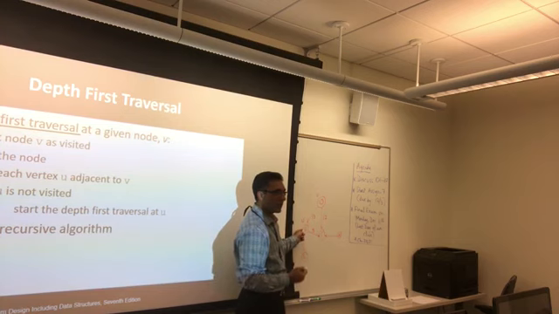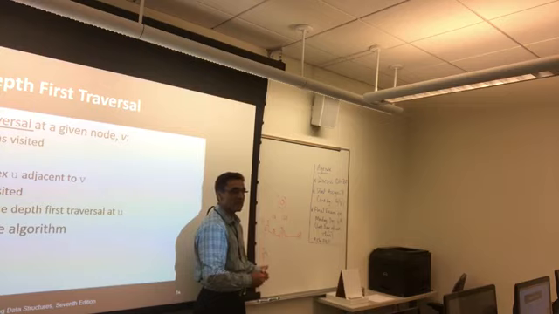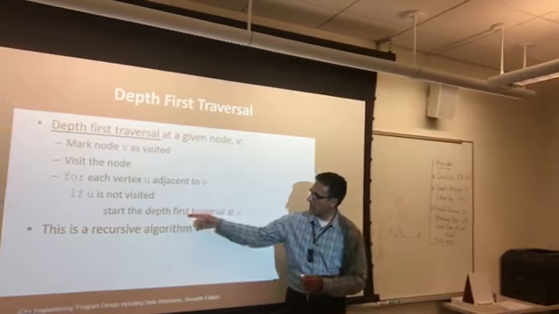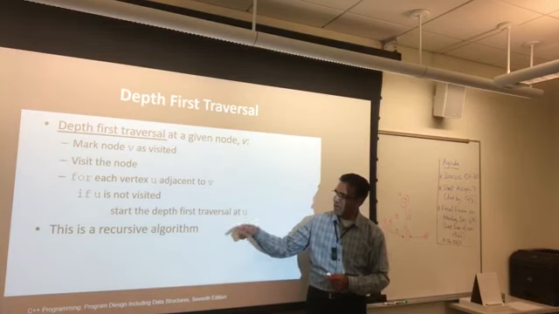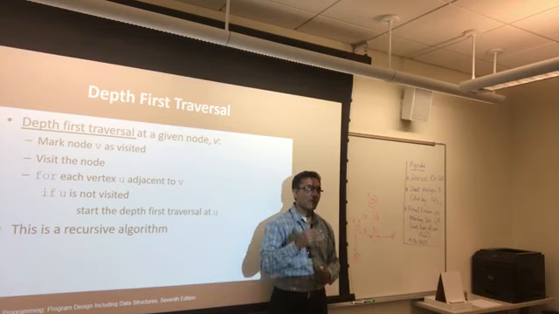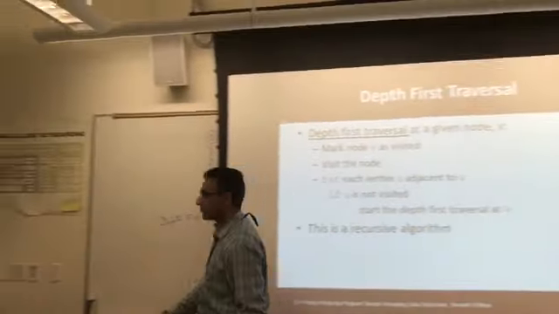Once you have visited that one, if you have not visited that one, figure out if there are additional vertices underneath, so you want to visit those as well. So that's what it's saying: start the depth first traversal at U. And it looks like it's a recursive function. Until and unless you find the null pointer, continue to flow in that direction.